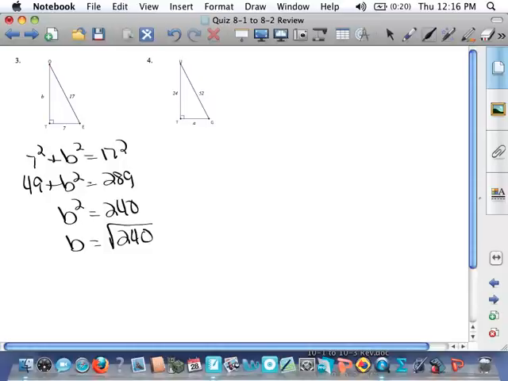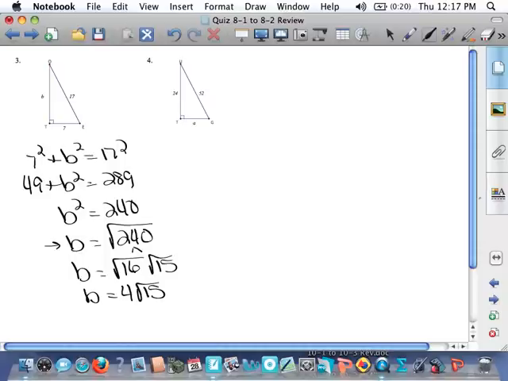So you have 240, and if you divide 240 by 15, you'll get that b is equal to the square root of 16 times the square root of 15. You can break 240 down into those two squares. 16 is a perfect square, so this becomes 4 square root of 15. And I do expect you to be able to give me simplest radical form. If you stop here, you'll lose half a point for not being able to simplify that.